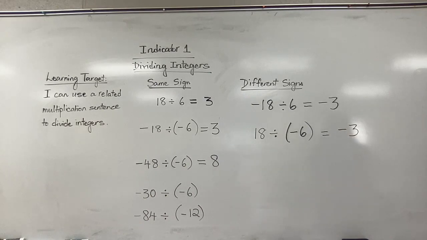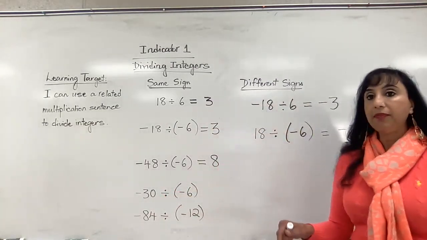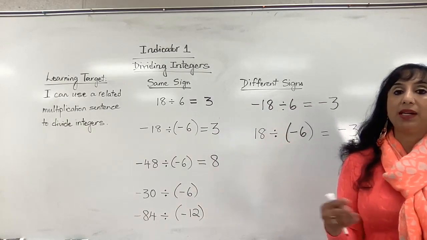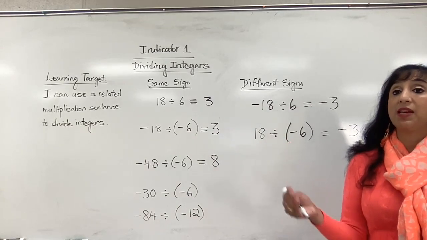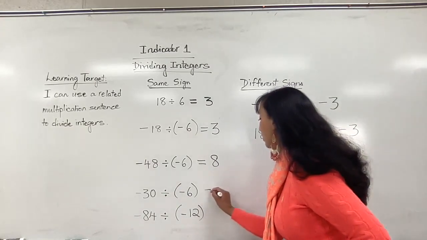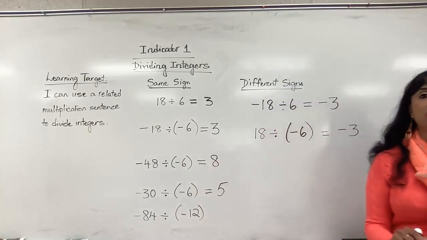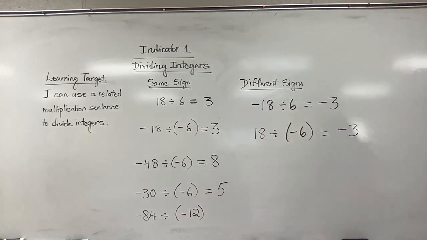So if I divide negative 30 by negative 6, once again, I have exactly the same sign. This is negative divided by negative. I know that the multiplication inverse is 6 times 5 gives me 30. So on division, it's going to be negative 30 divided by negative 6. Same signs, I'm going to get my answer, or my quotient, as a positive answer.